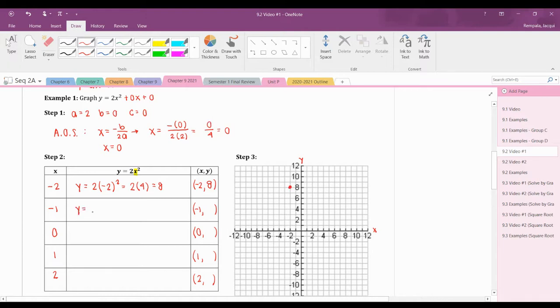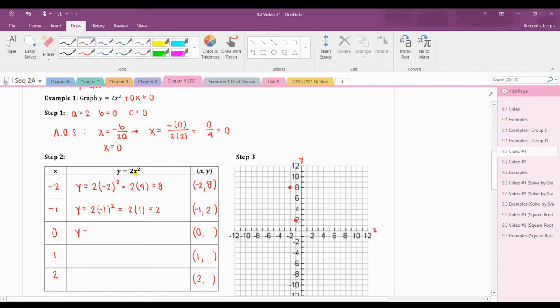Now I'm going to plug in -1. So order of operations, I'm going to square -1 and get +1. 2 times 1 is 2. So it looks like my next ordered pair is (-1, 2). So I go 1 to the left and 2 up, and there's my point, (-1, 2).